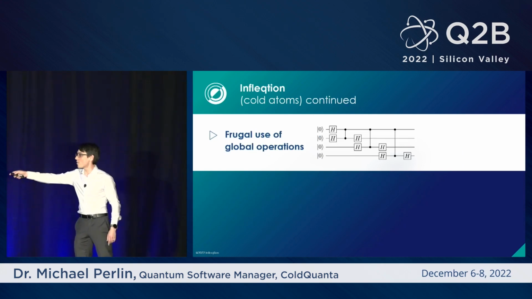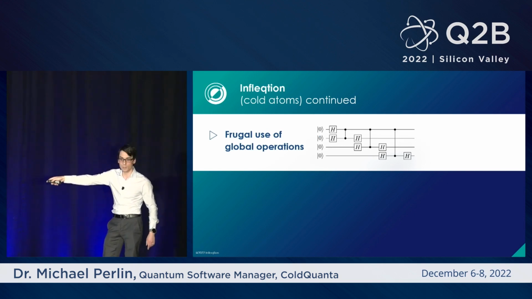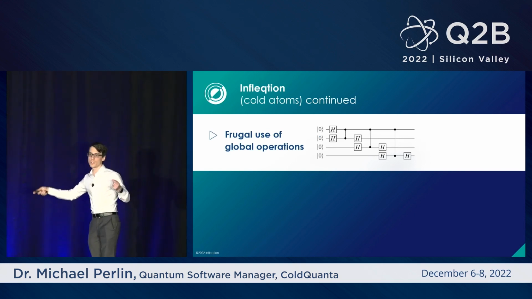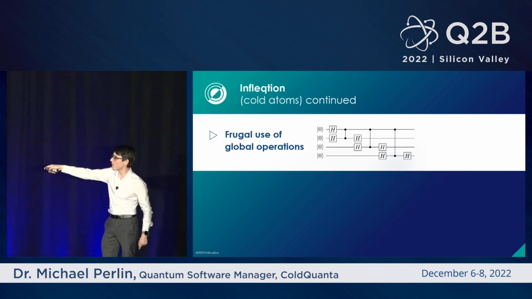Now, the good news is that if you have multiple local gates you want to apply at the same time, you can recycle the same global operations. So now the cost of the runtime of the circuit has something to do with the number of these layers of single qubit gates.